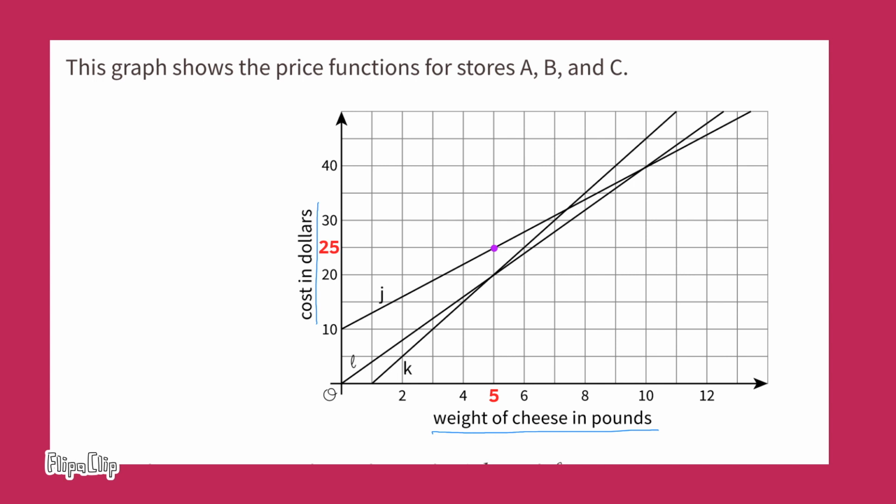I could write an equation or a function that would help me calculate how much it would cost to buy a particular amount of cheese at this store. 5 times what number plus 10 equals 25. Since we're talking about line J, I'll replace the question mark with a J. This is a two-step equation.